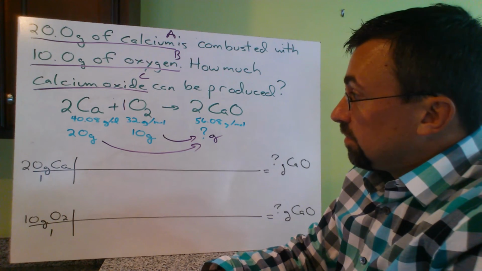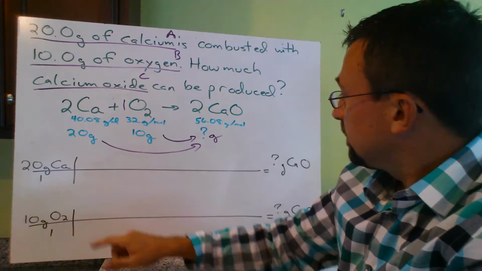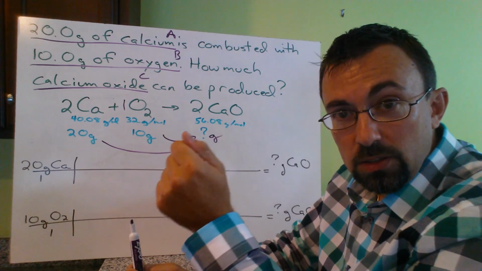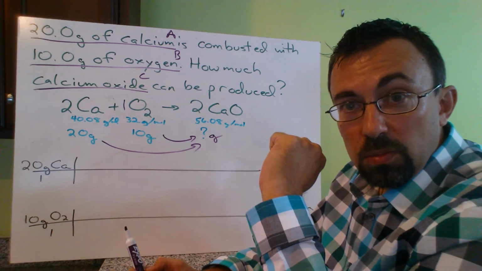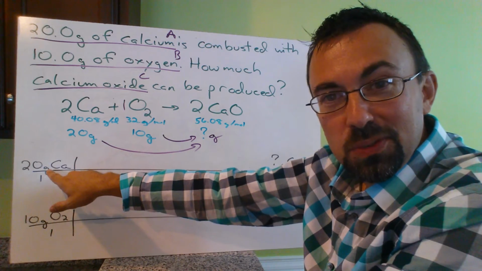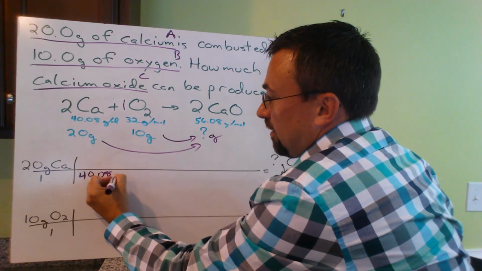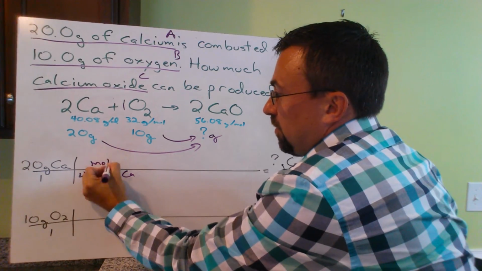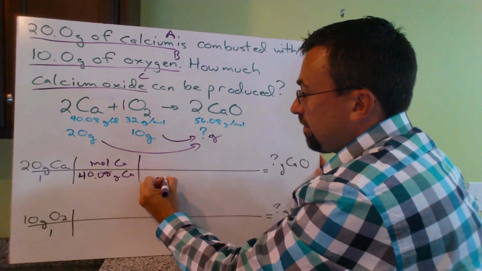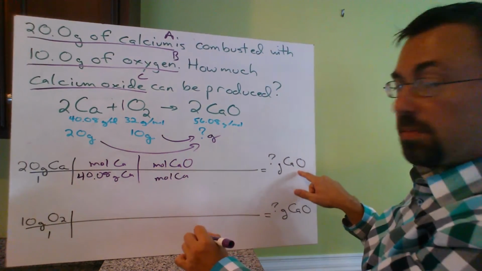So, I'm a creature of habit, so I'm just going to start on the left. 20 grams of calcium. I need calcium oxide. That means I have to use a mole-to-mole ratio. And that means to use a mole-to-mole ratio, I have to get moles. Do I have a direct relationship between grams and moles? Absolutely. 40 grams per every mole of calcium. Now I have my mole-to-mole ratio, so we'll use it. Moles of calcium on top. Cancel it out. Moles of calcium oxide over here, since that's what I'm asked about.